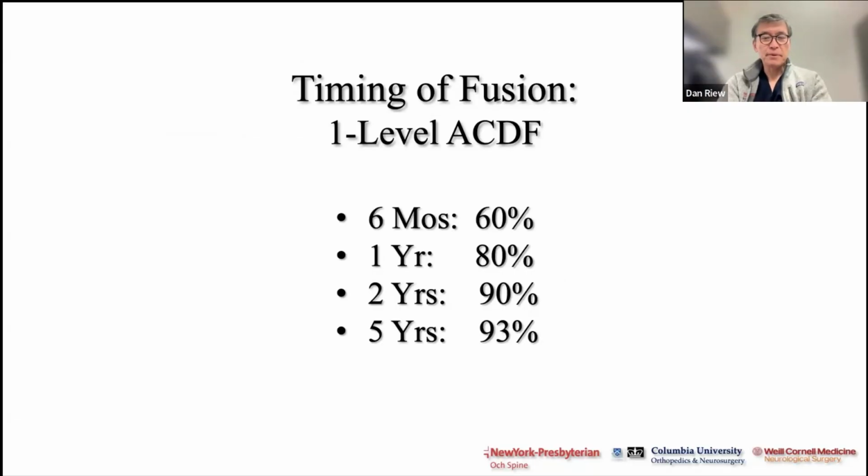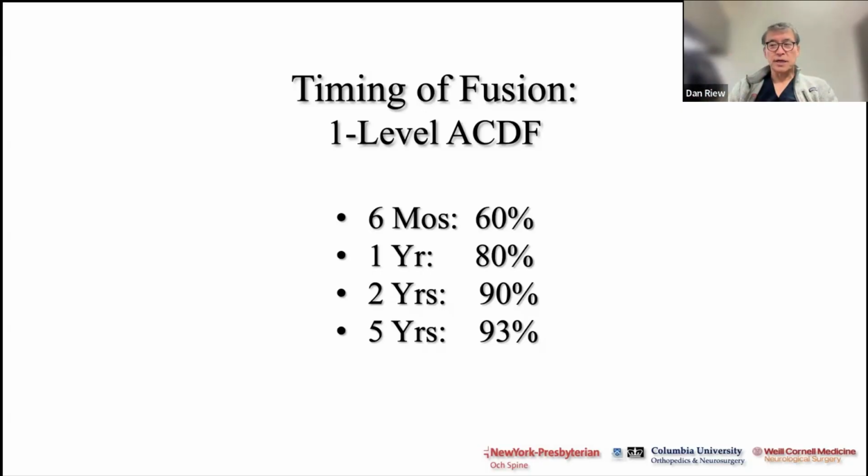It just doesn't happen if you do enough of them. In fact, when I looked at one-level ACDFs in the prospective randomized multi-center study comparing a one-level ACDF to a one-level artificial disc replacement, from some of the top surgeons in the United States that randomized these patients, it turned out that at 6 months, not 100% fused, not even 80, only 60% were healed at 6 months. At 1 year, only 80%. At 2 years, around 90%. It took 5 years to get to about 93% fusion.